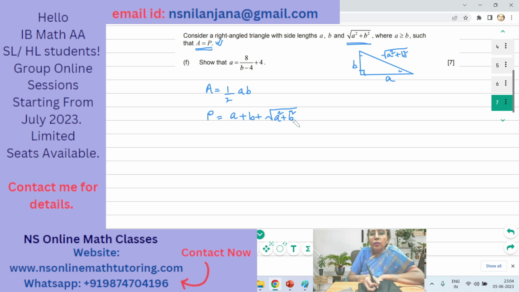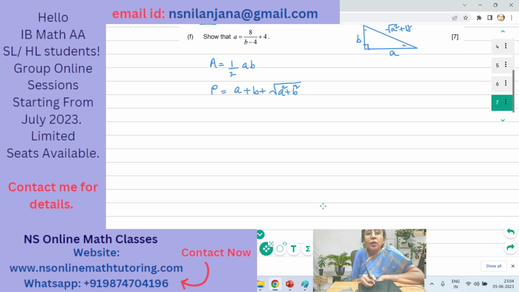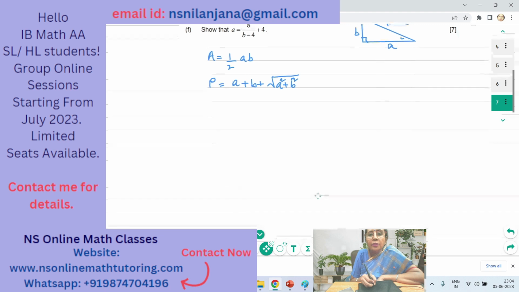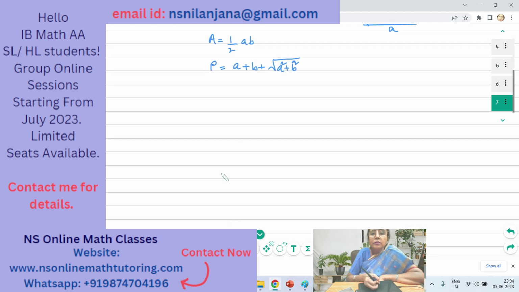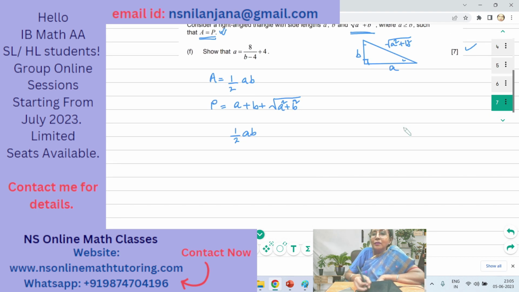So we have to come to this. At least I do not know how to come to that at this moment, but I know A is equal to P, so I will be equating them. Fine, so I am equating this. Half AB, how many marks does this contain? Again 7 marks, okay.